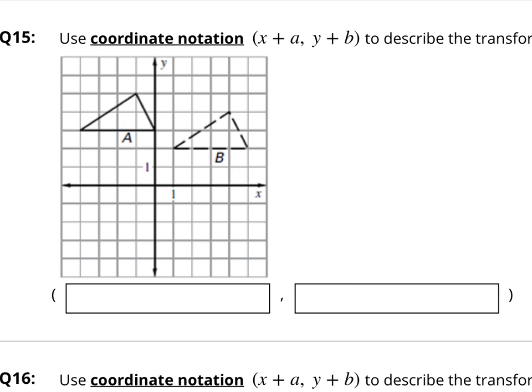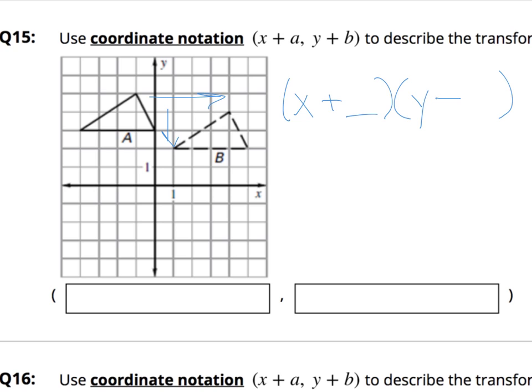Question 15, they want you to use the coordinate notation to describe the movement from figure A to figure B. So what you want to make sure you do, guys, is remember, coordinate notation is like they have for you up here. It's going to be x plus or minus a number. I'll give you a hint. It's going to be plus because they're moving to the right. And then y, now are they moving up or down? Hopefully you're saying they're moving down, which is going to be minus.